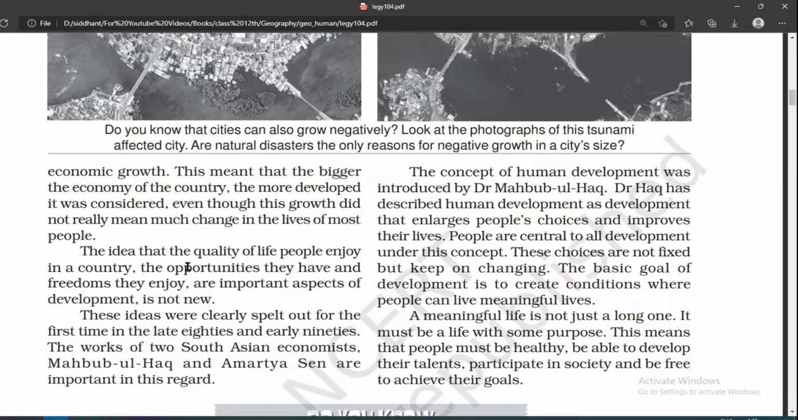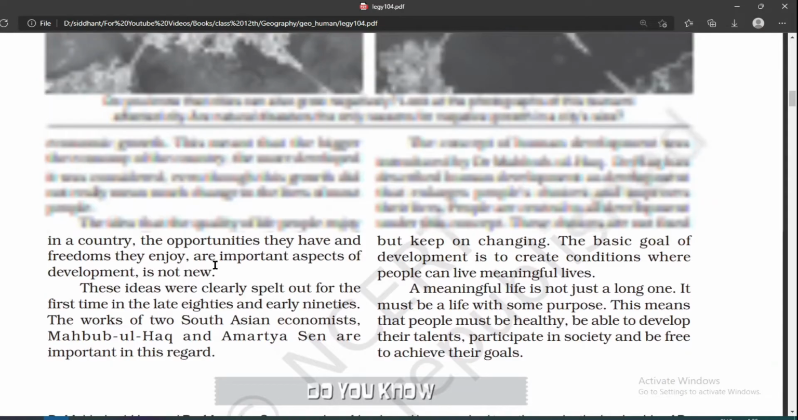The idea that the quality of life people enjoy in a country, the opportunities they have, and the freedom they enjoy are important aspects of development is not new. These ideas were clearly spelled out for the first time in the late 80s and early 90s. The work of two Asian economists, Mahbub ul Haq and Amartya Sen, is important in this regard.